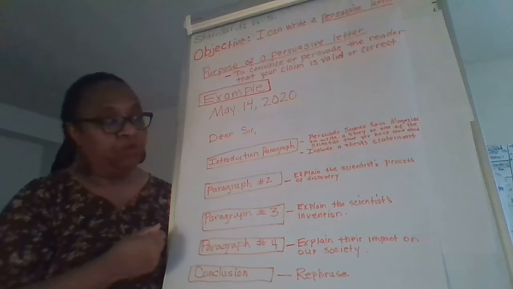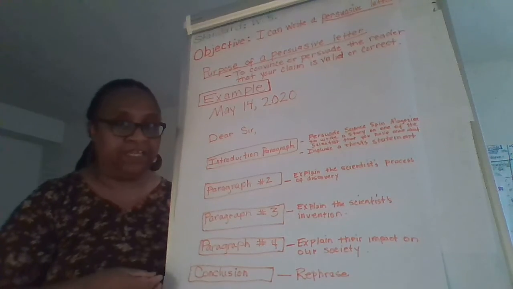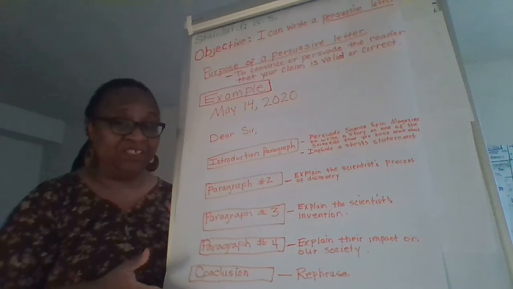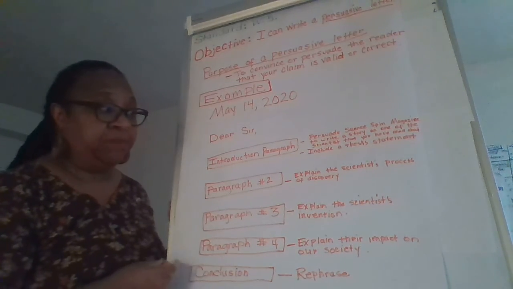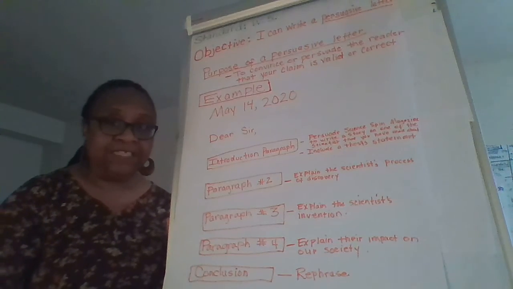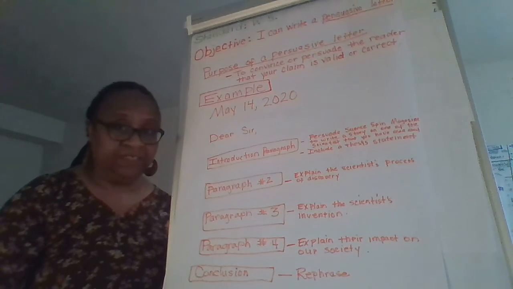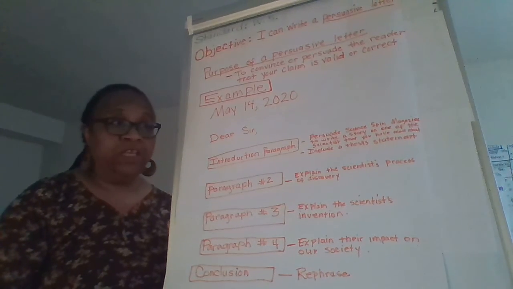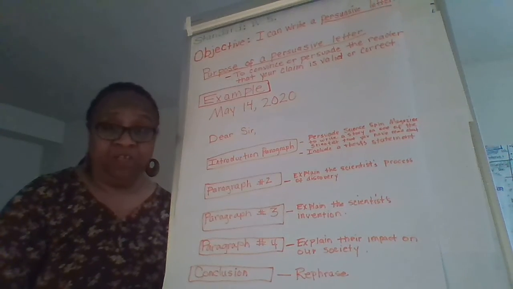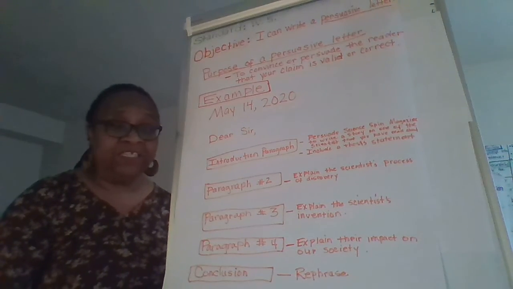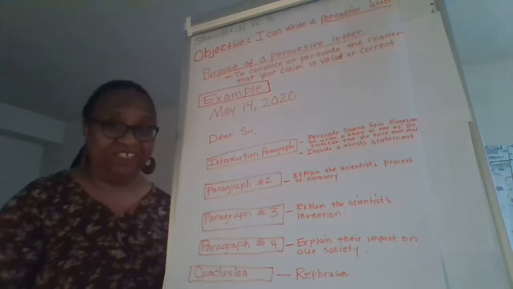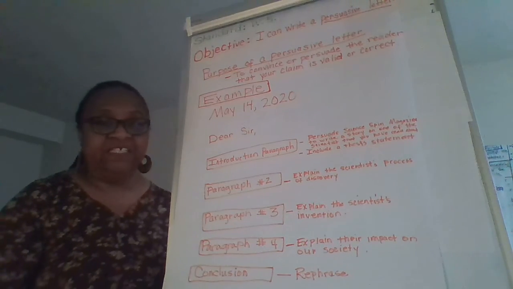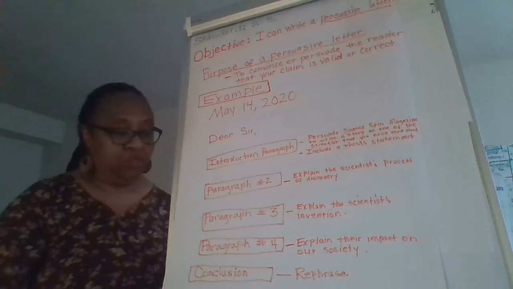And then you're going to move on to explain how the scientist invented what he or she invented. Okay, that is important. We want to know that. And then explain their impact on society. How did it impact a society? Could we have been better without it, or has it made society even more effective or better in some way because of this new invention? And then we're going to rephrase everything that we have written and concluded.